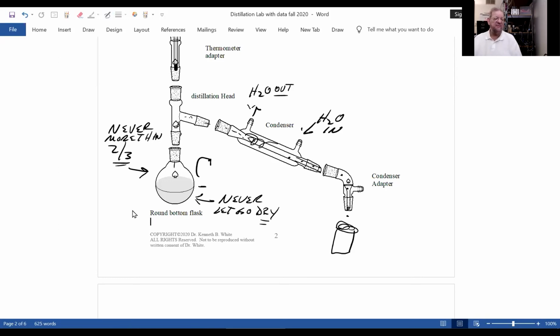Why? Because there might be residue in there, and with the excess heat it will explode, which is not good. So you never let this go to dry. And when we do the lab, I make sure there's enough of the compound we'll be distilling left in the round bottom. And that's today's lab. You'll be distilling hexane. Now, important thing, this is called the distillation apparatus.